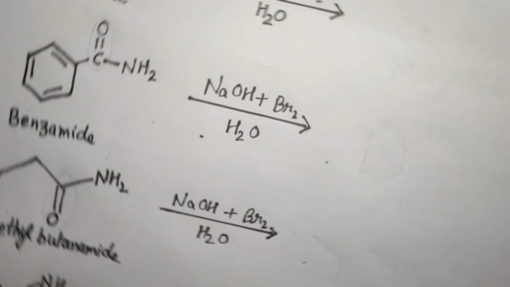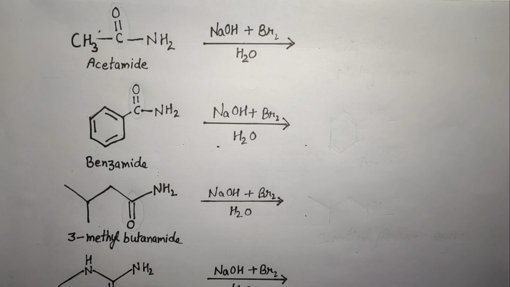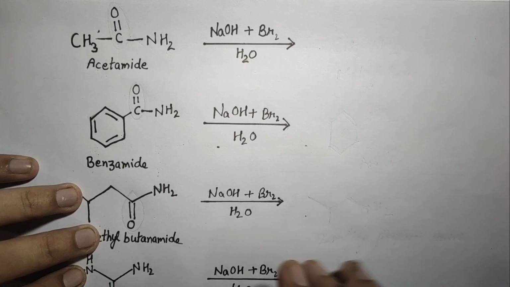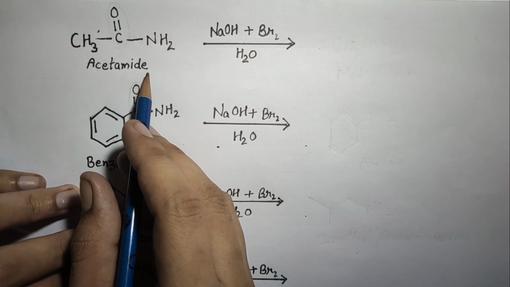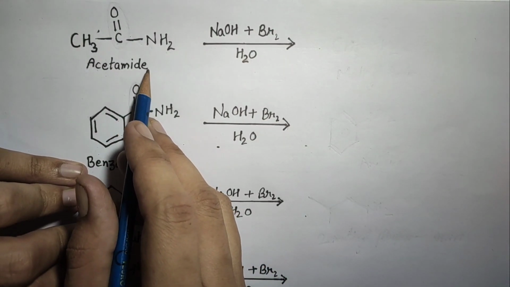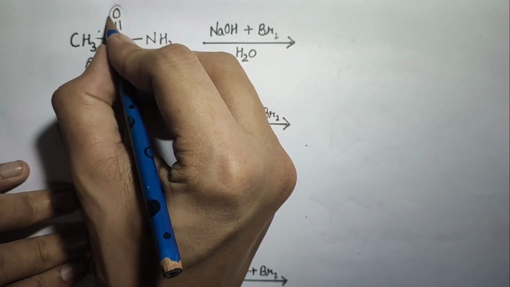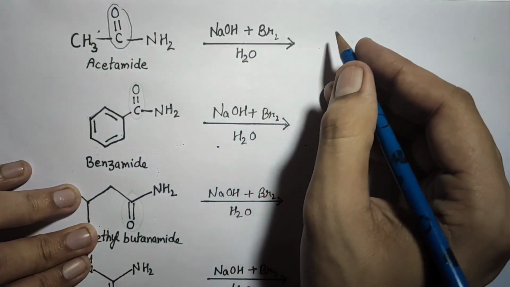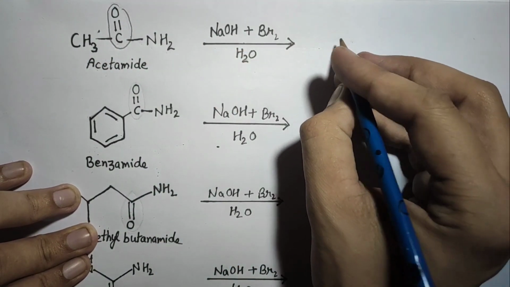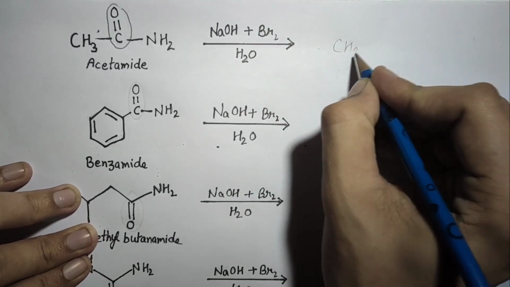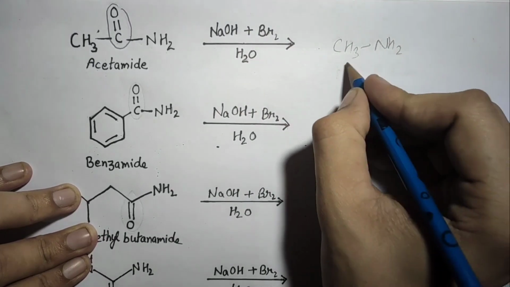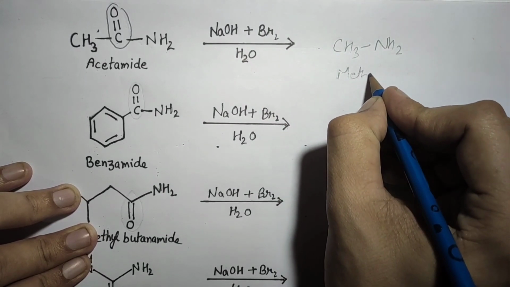Now let us discuss a few examples of Hofmann rearrangement. So these are a few examples of Hofmann rearrangement. The mechanism of these reactions is the same as we have discussed earlier. So let's start with this acetamide. Here, when this acetamide reacts with this base and halogen, this C double bond O group gets removed and we get this CH3NH2, methylamine.